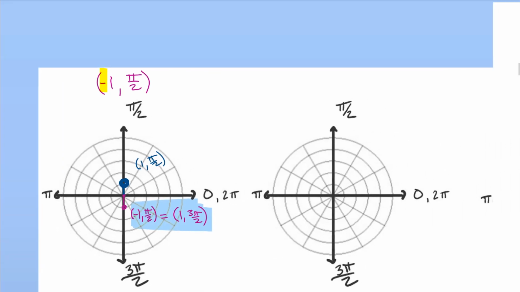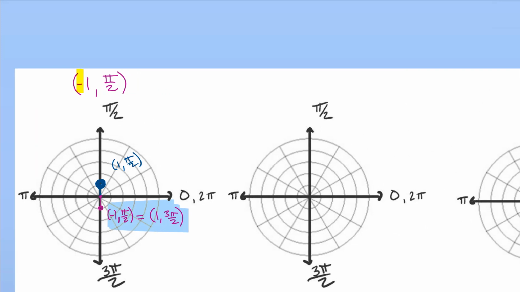Let's do another. This time we'll just plot it. Let's say that this one is -3 comma 5 pi over 6. So first, I'm going to go 1, 2, 3. And this one is not ours. It's just 3 comma 5 pi over 6. So we want to go the opposite direction. Okay, 1, 2, 3 the other way, and there's our point right there. There's negative 3 comma 5 pi over 6.